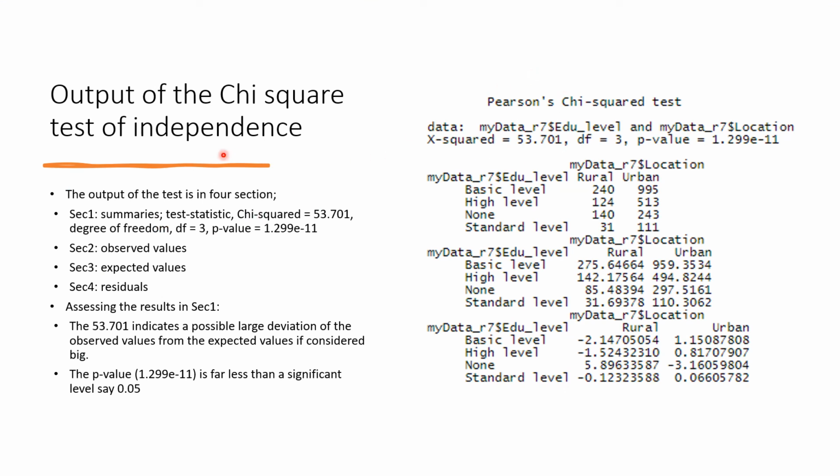Then I performed the chi-square test for independence. My chi-square statistic was 53.701, the degrees of freedom were 3, and my p-value was 1.299 times 10 to the power of minus 11, which is very, very low when compared to a significance level of 0.05.